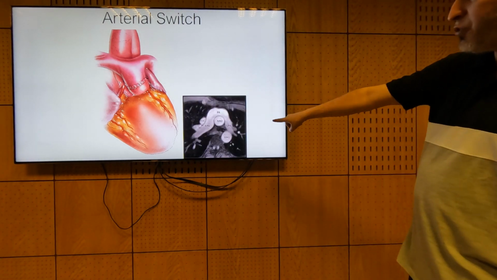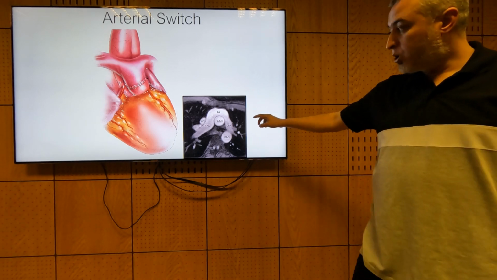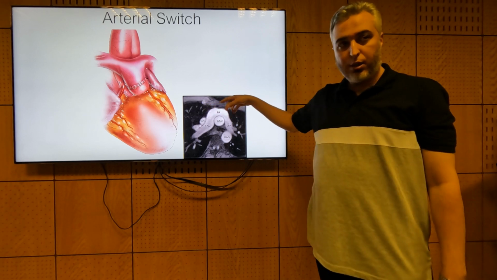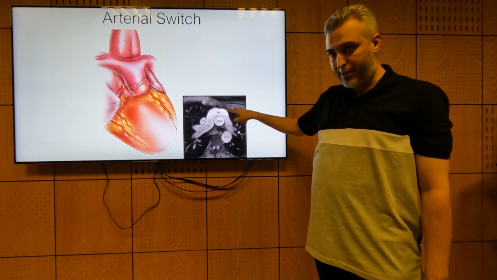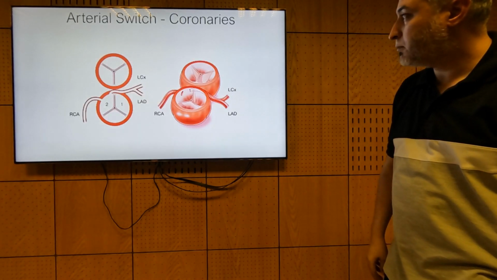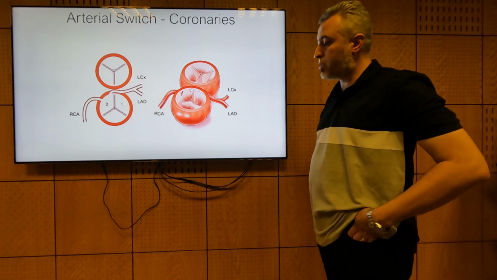So if you do MRI, CT, or echo, you'll actually find this configuration where the pulmonary bifurcation is sitting in front of the ascending aorta. So this is the Lecompte maneuver. So, just an idea about abnormal coronaries.